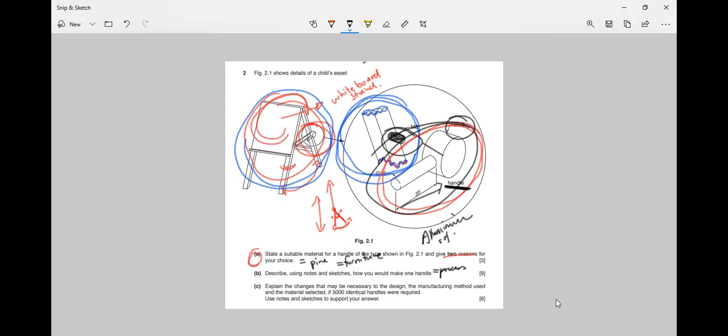Okay, so if you were to now create that wooden handle out of pine, how'd you go about it? And you see it counts for 9 marks, so you're going to have a lengthy discussion there. But should I then use more discussion or more sketch? You're going to use both. Look, they're asking for notes and sketches.